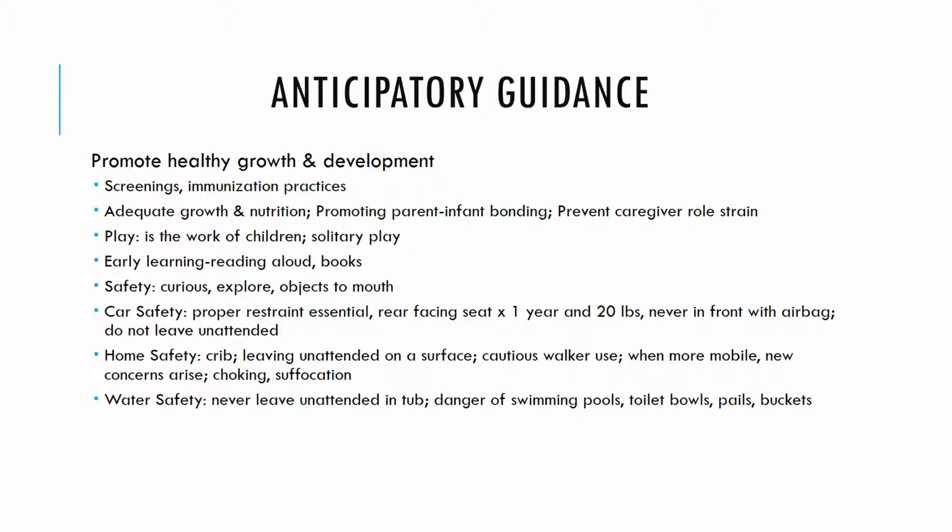Anticipatory guidance is just a way for us to anticipate what is needed to promote healthy growth and development. Screenings and immunizations are important to support adequate growth and nutrition. We want to make sure we promote early parent and infant bonding as much as we can so that there's not a role strain with only one caregiver taking over as long as it's possible. Sometimes there's role strain because the other caregiver is in the military or works away. So we need to pay close attention to that and anticipate some things that we may need to help mom with.